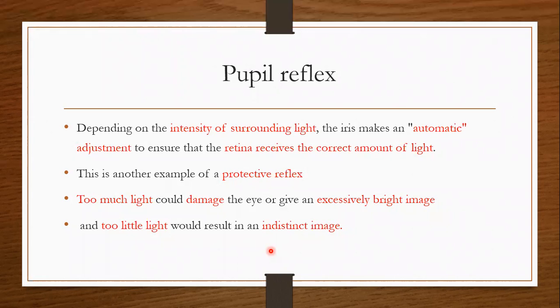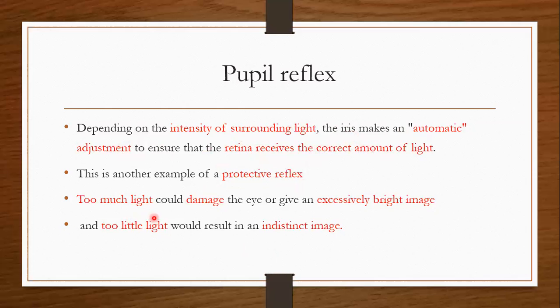Okay, now let's talk about the reflex action. What is a reflex action? You have studied it in the previous lesson, coordination and response 1. So a reflex action is an automatic, involuntary, immediate response to a specific stimulus. It's protective in nature. So depending on the intensity of the surrounding light, the iris makes an automatic adjustment to ensure that the retina receives the correct amount of light. So it is a protective reflex.